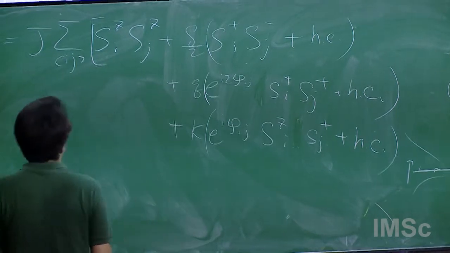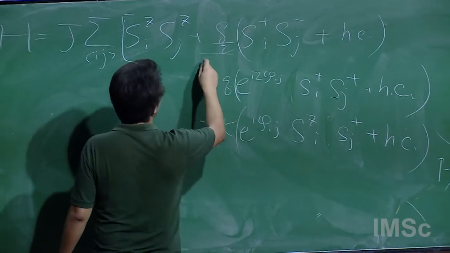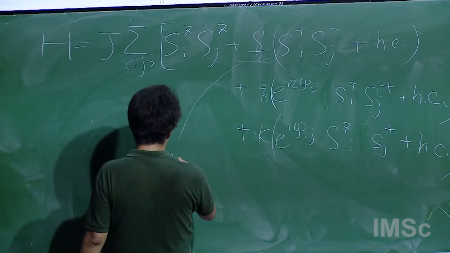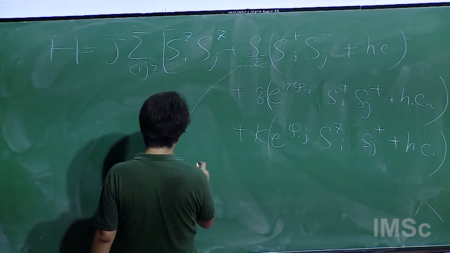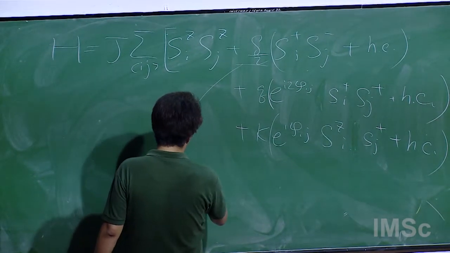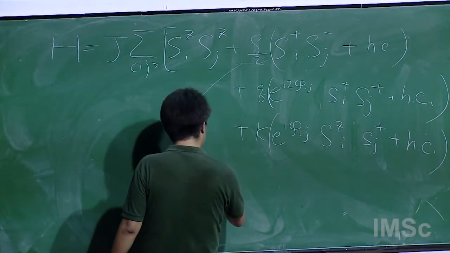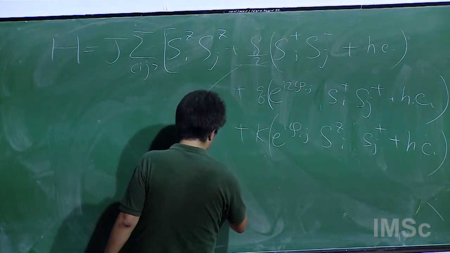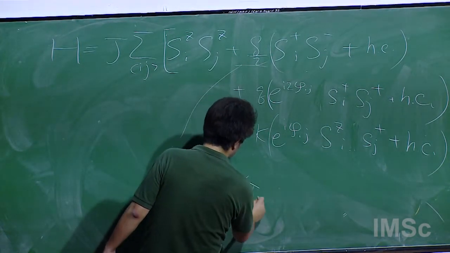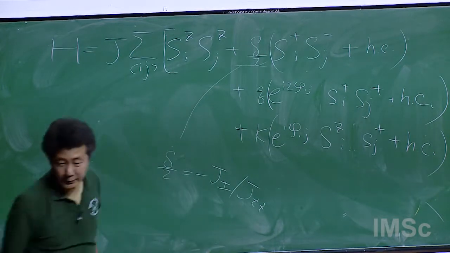Okay, so in this notation, this delta is minus J plus-minus divided by J. So it has opposite sign.